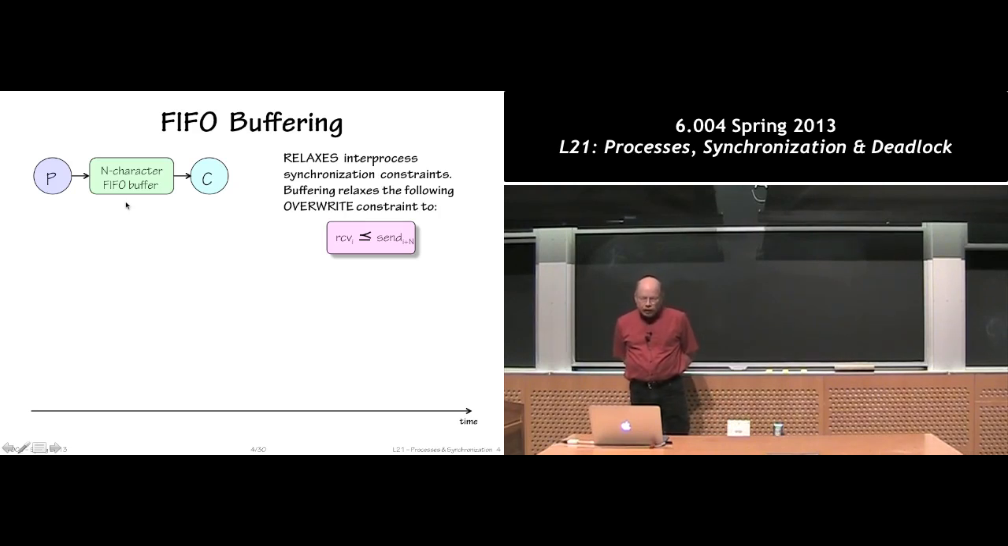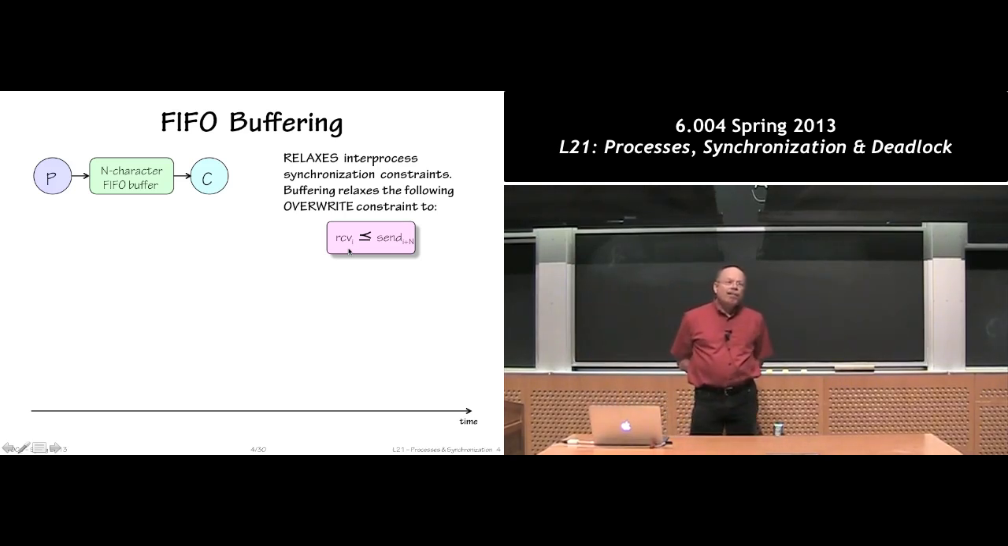Okay. So we're going to relax this precedence constraint and simply say that the ith receive has to happen before the (i+n)th send. In other words, we're going to let the send get ahead by n steps. Okay, but at that point you're stuck.